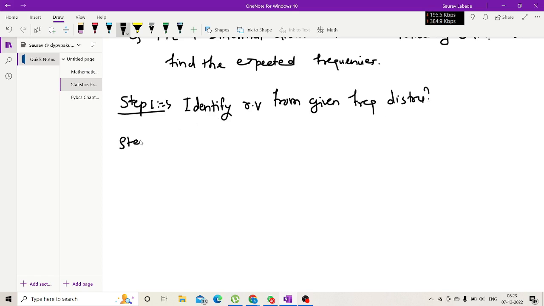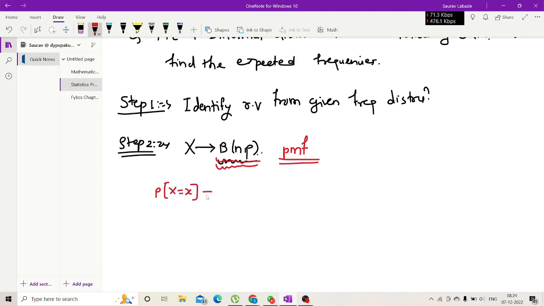Step two: you have to assume that the given variable follows a binomial distribution with parameters n and p. This is very important. What are the parameters of the binomial distribution? They are n and p. And you must know the probability mass function of the binomial distribution. What is it? Probability of x equals nCx p raised to x, q raised to n minus x.